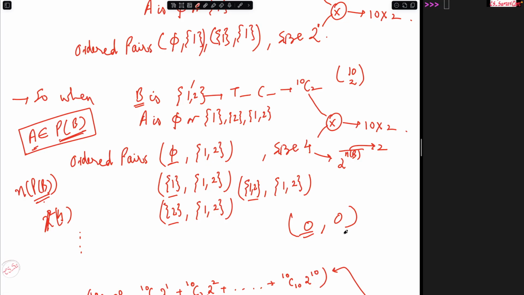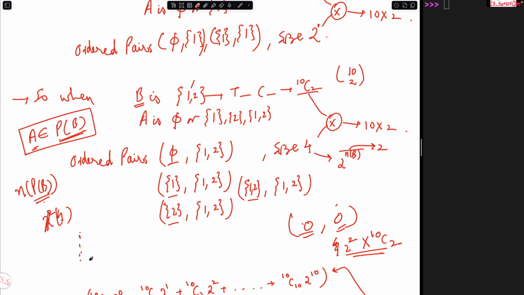And the right side of the ordered pair is going to have how many cases? This is going to be 10C2. So the total number of possibilities that can be taken over here is going to be equal to 2 raised to the power of 2 cross 10C2, that is 4 times 10C2, right? Likewise, you don't even need to consider all other cases.